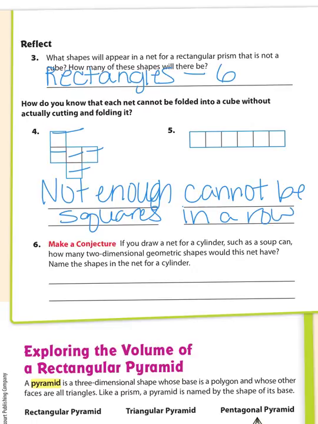Now, there are other shapes that we can have. For example, in number 6, it says if you draw a net for a cylinder such as a can, how many 2-dimensional geometric shapes would this net have? So think about the top and the bottom of a can. The top and the bottom are in the shape of a circle. So there's going to be circles, and there have to be 2 of them because there's going to be a top and a bottom. But now think about the side of that can. Think about a label that goes around a can. If you were to cut that label off and lay it out flat, that would be a rectangle. And then there's just one rectangle.